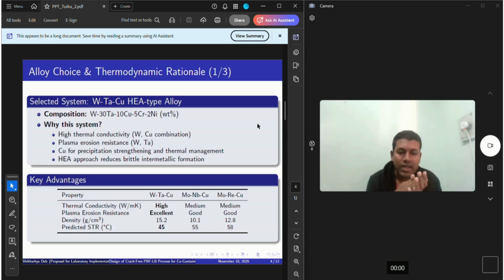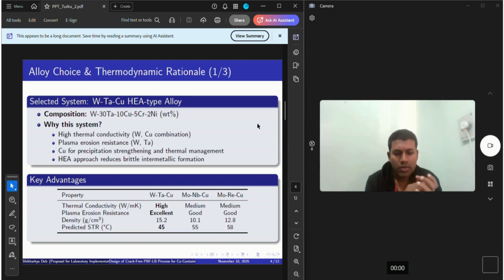Next comes tantalum, which is the toughener. Tantalum has a very high melting point, which is 3017 degrees centigrade, and is much more ductile than tungsten. It forms solid solutions with tungsten, meaning atoms mix randomly in the crystal lattice rather than forming brittle intermetallic compounds. The 30% tantalum content provides substantial solid solution strengthening while maintaining good ductility.